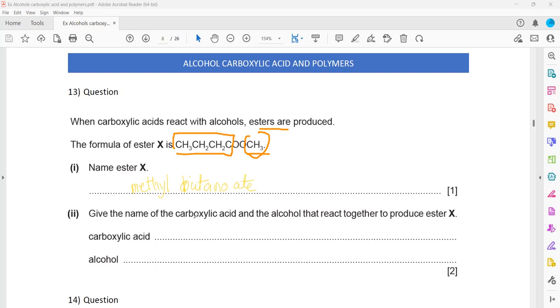Then give the name of a carboxylic acid and alcohol that react together. Butanoic acid and methanol. Because the first name is from the alcohol, so the alcohol was methanol. And which acid is there? The second name is from the carboxylic acid. Because it was butanoate, it will be butanoic acid.